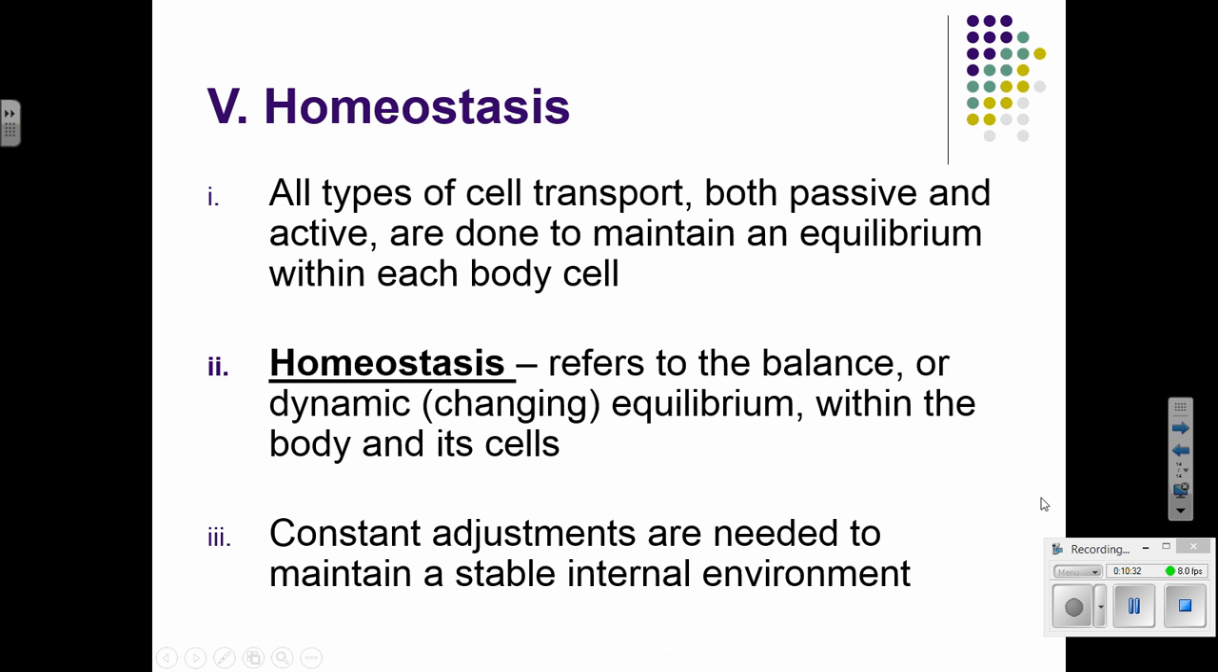With all types of cell transport, passive and active, we're doing this to achieve equilibrium within each and every body cell. That equilibrium is what we call homeostasis. It's a balance within the body. It's obviously understood that cells are constantly changing. The body's never really completely happy or stable, so we have to make constant adjustments within our cells to get the body as close as we can to what we consider perfect. Homeostasis just means a stable internal environment is what we're trying to achieve.